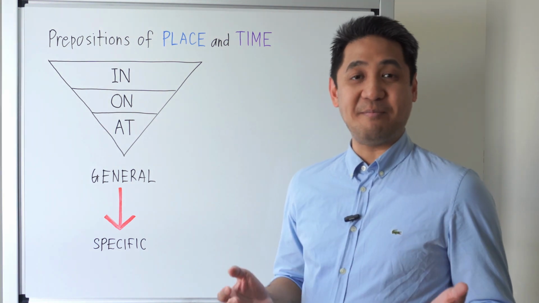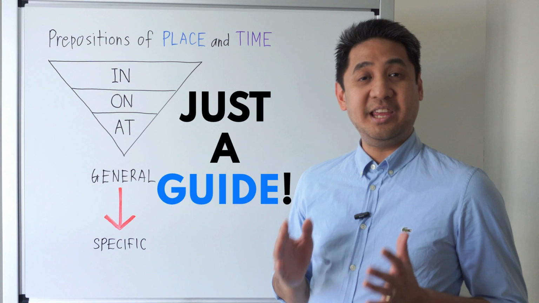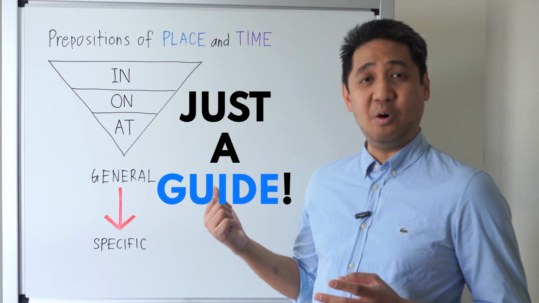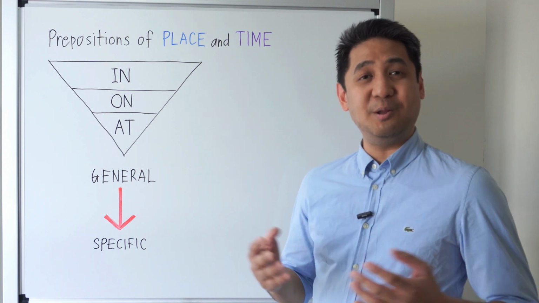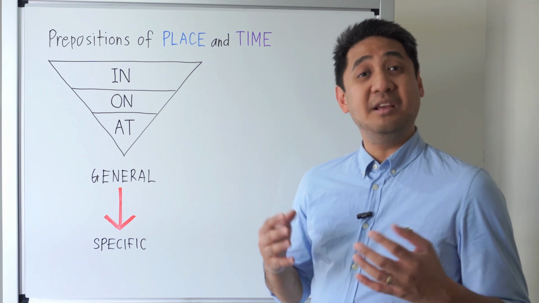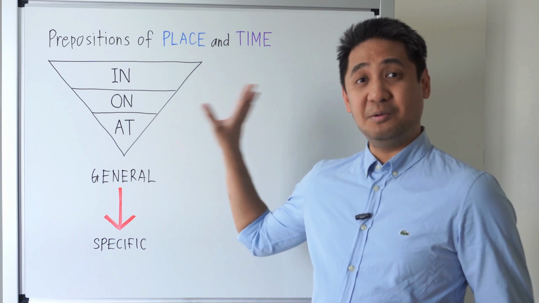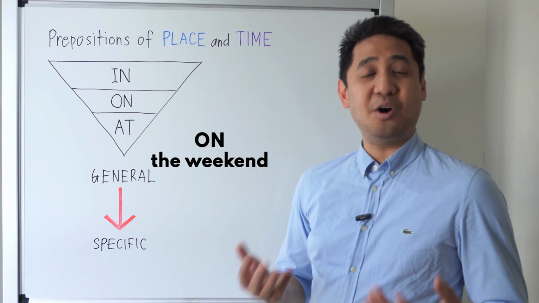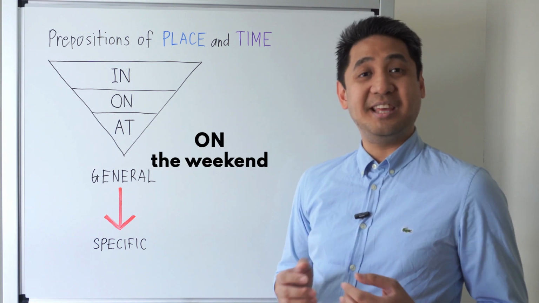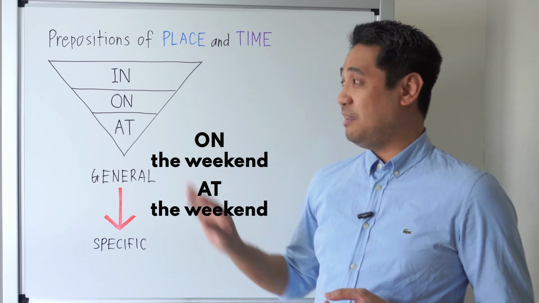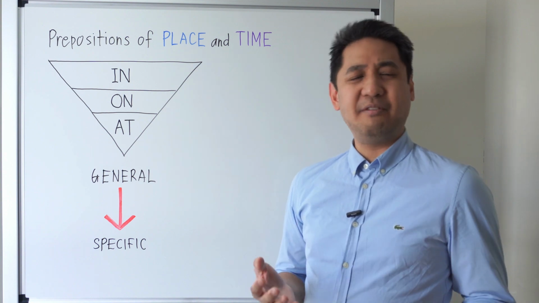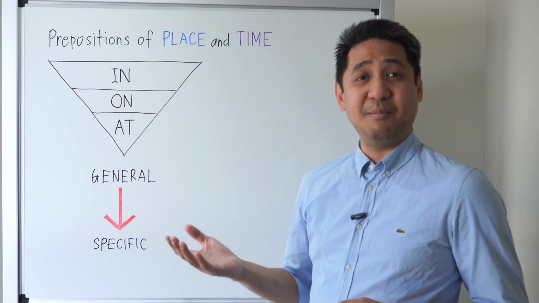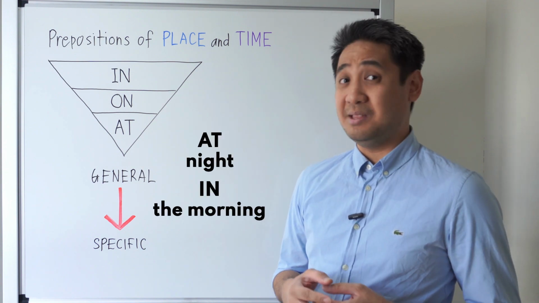It's important to remember that this picture is only a guide. It doesn't apply to all of the things that you can use in, on, or at because there are some collocations, some expressions, even some idioms that don't follow this picture. For example, American English, they say on the weekend. But UK English, they say at the weekend. It doesn't really follow this diagram. And a lot of expressions are just not applicable here. For example, a lot of people say at night, but they say in the morning.